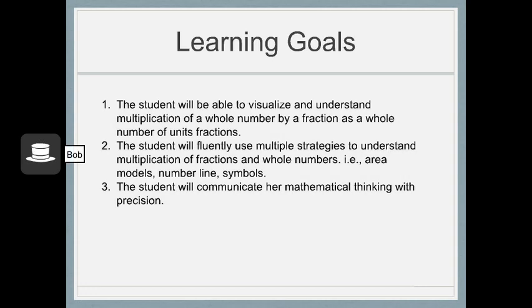The learning goals for this standard are to visualize and understand multiplication of a whole number by a fraction by looking at whole number multiples of unit fractions. The student will be able to fluently use multiple strategies, including area models and number lines, as well as symbolic notation. Finally, the student will communicate mathematical thinking precisely and correctly.